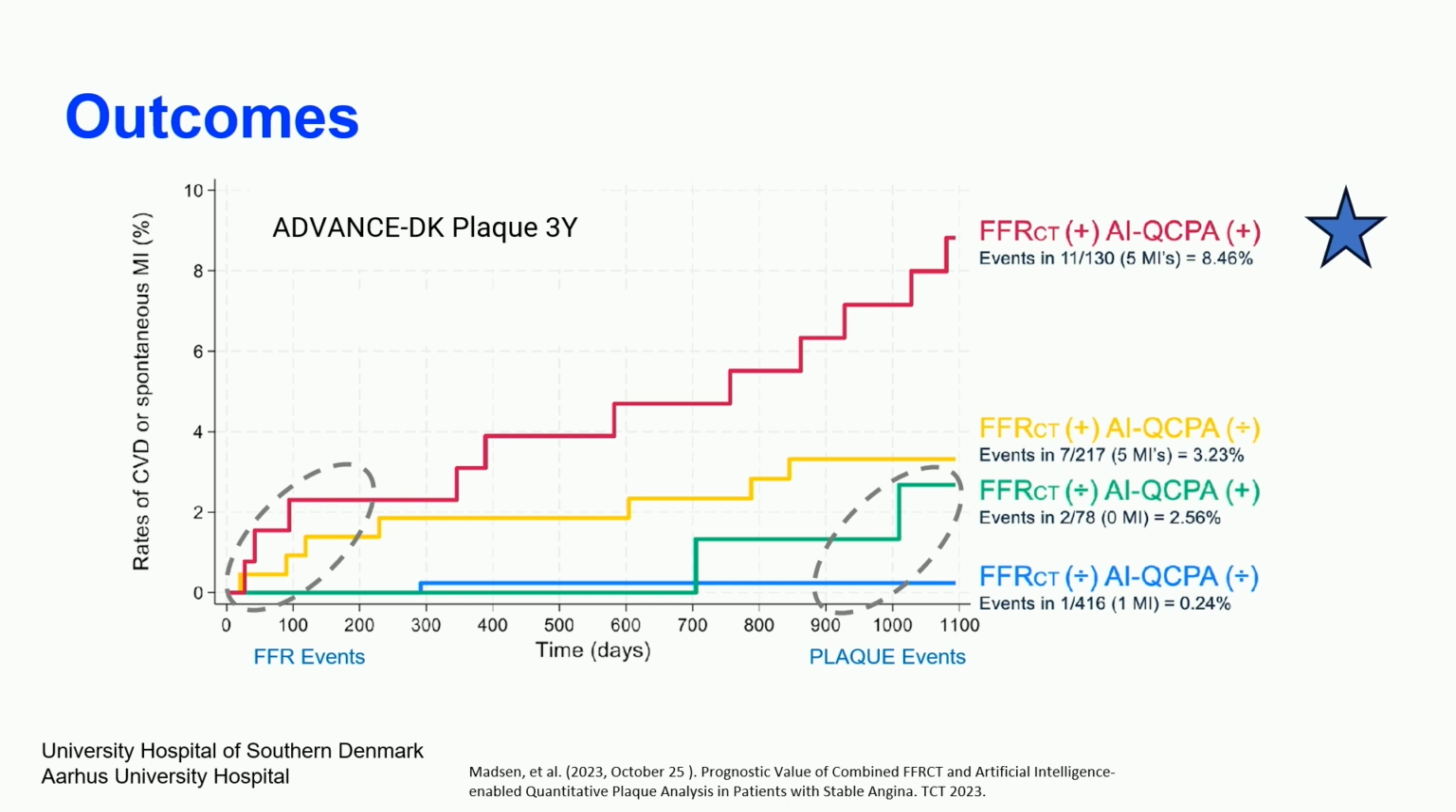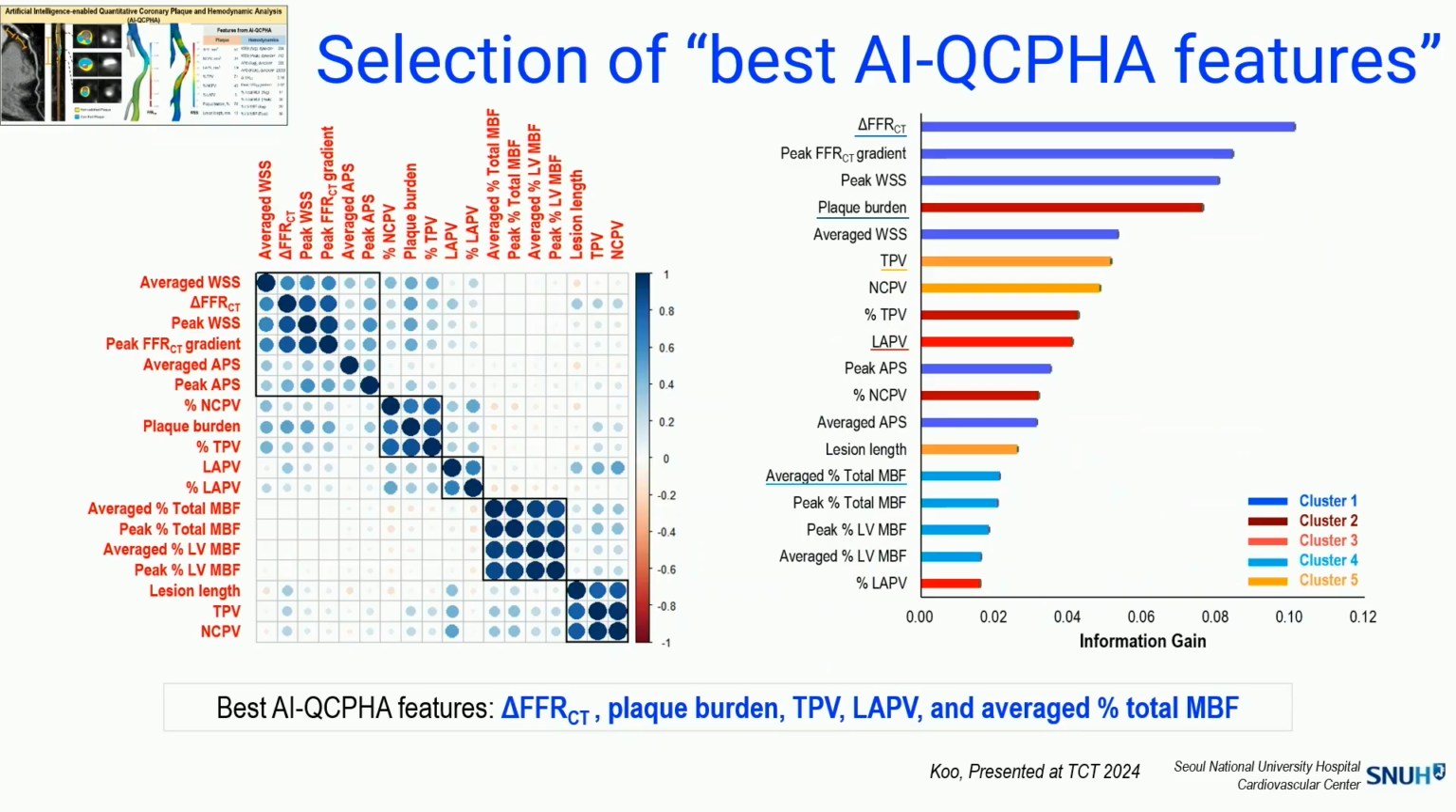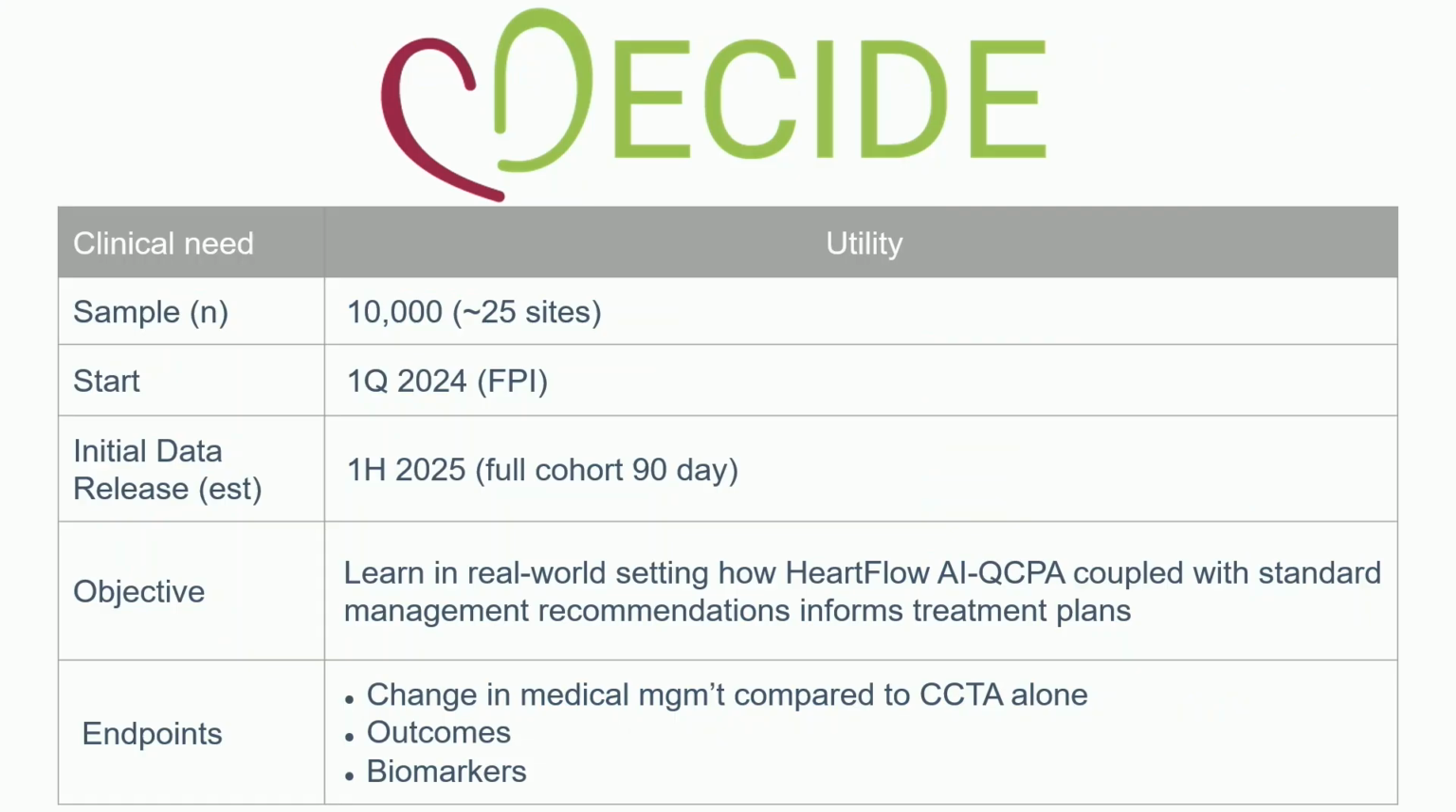So this patient we know has higher risk plaque, and you may have a risk of a long-term event for this patient. We know that some of the best plaque features are the change in, or the delta FFRCT, the plaque burden, the total plaque volume, and the low attenuation plaque burden. So Leslie and Dr. Fuster and I are working on this DECIDE registry. We're super excited that we launched it earlier this year, and we're going to see how this informs real-world changes in medical therapy to look at medical management compared to CT alone, but also after a delayed advent of the plaque analysis and also prospective.